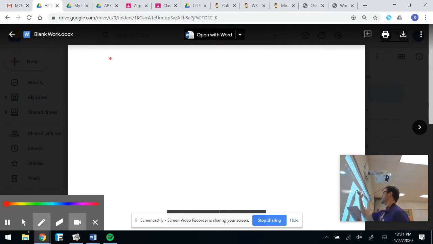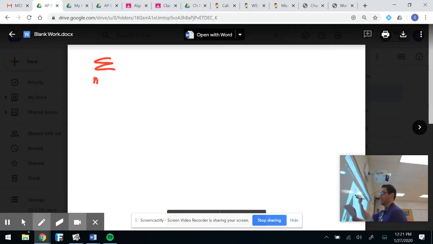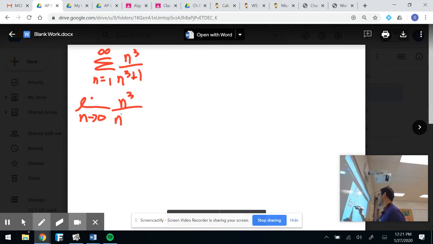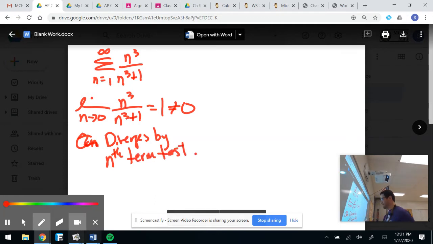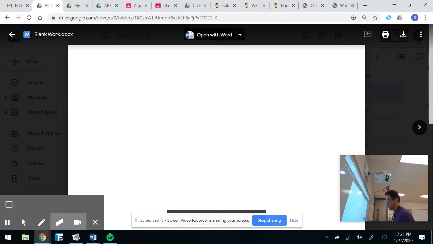We have the series of n equals 1 to infinity of n cubed over n cubed plus 1. Remember, the first step when doing any of these is our nth term test. As I do the nth term test, I get an answer of 1. As long as that is not equal to 0, then we can say that this particular series diverges by the nth term test. So that one's done, nice and easy. Let's go to the next one.